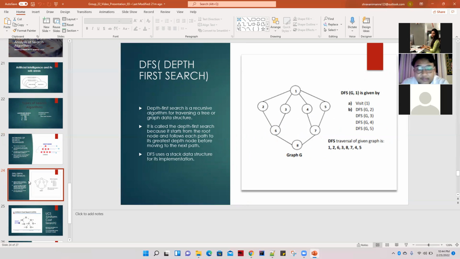Similarly, DFS, depth first search, is a recursive algorithm for traversing a tree or graph data structure. It is called depth first search because it starts from the root node and follows each path to its greatest depth before moving to the next path. It uses a stack data structure for its implementation. DFS expansion starts from the source node and goes to the deepest unexpanded node in search of the goal node. DFS is mainly used when the memory is limited.